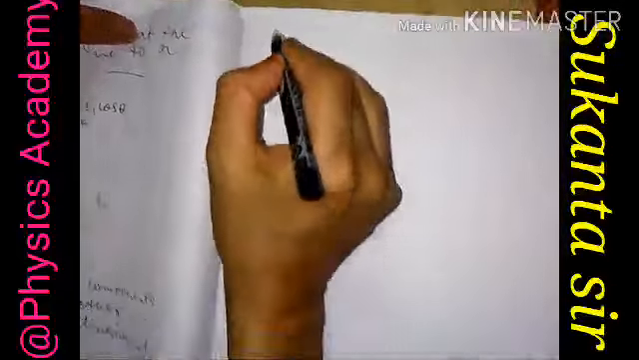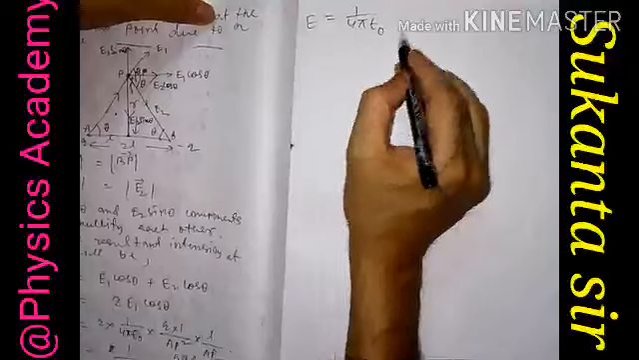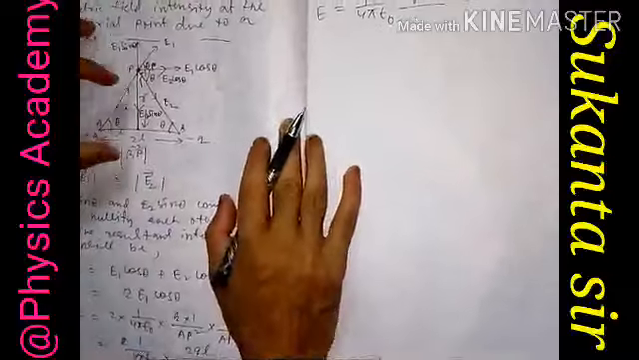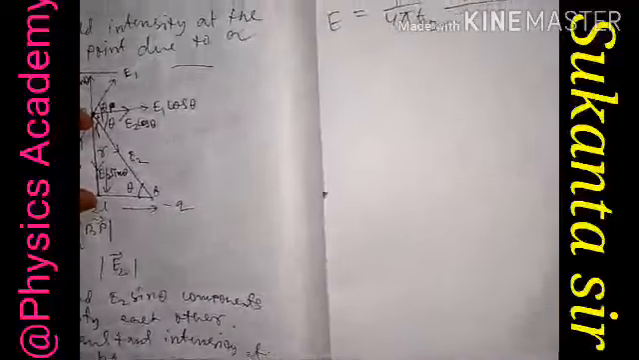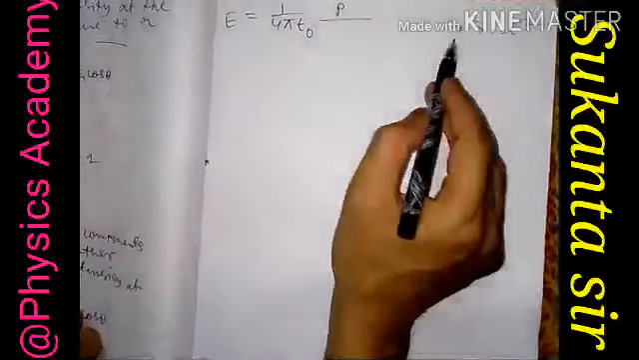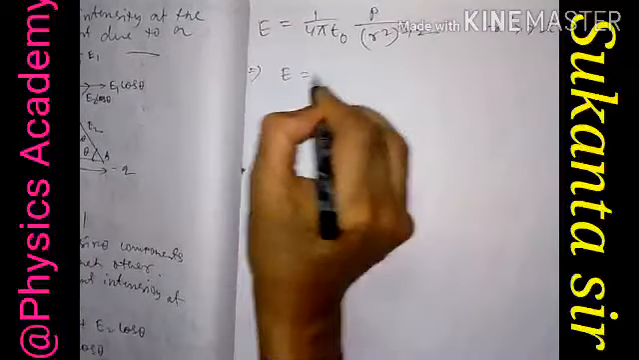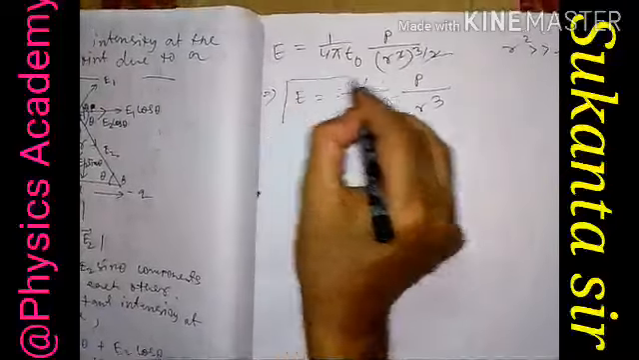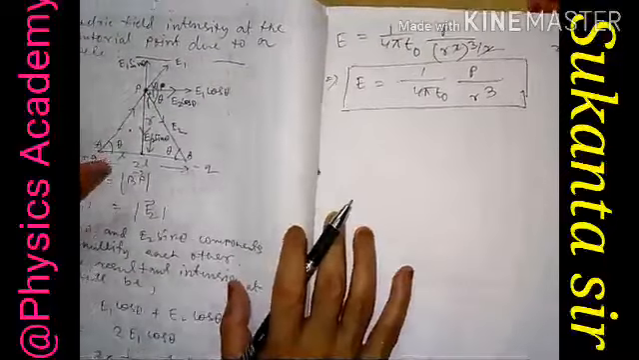From here we can write it equal to 1 by 4 pi epsilon naught p divided by (L square plus r square) to the power 3 by 2. Here we take one consideration: if point P is at infinity, then r square is very much greater than L square. Neglecting L with respect to r, we can write r square whole to the power 3 by 2, equal to 1 by 4 pi epsilon naught p divided by r cube. It is the electric field intensity at the equatorial point due to a dipole.